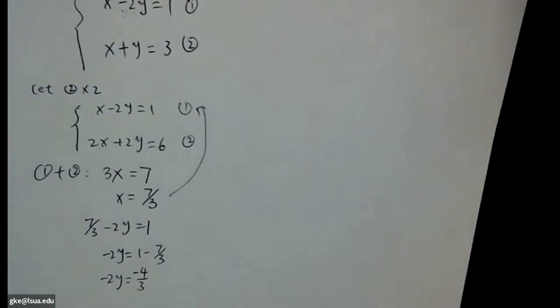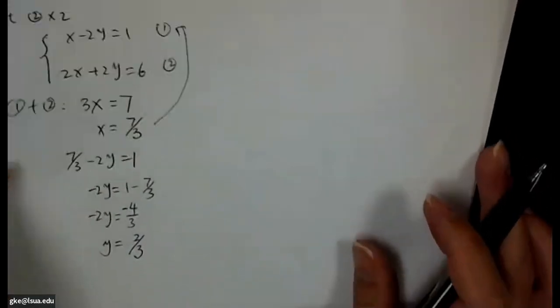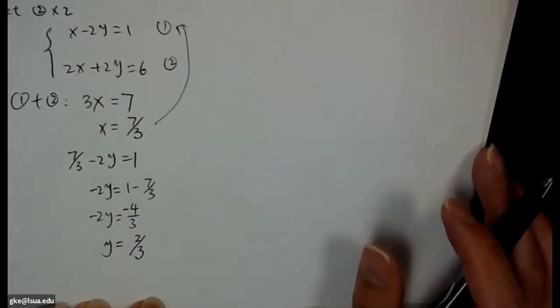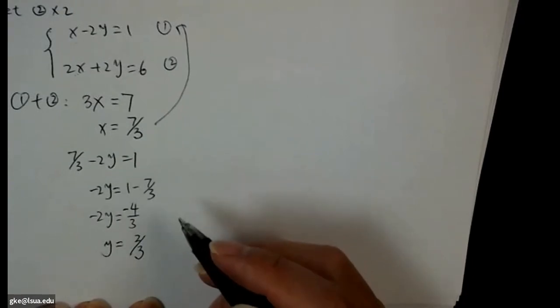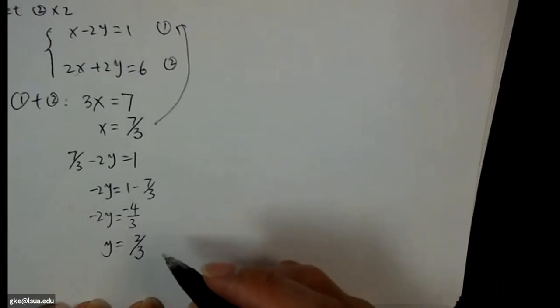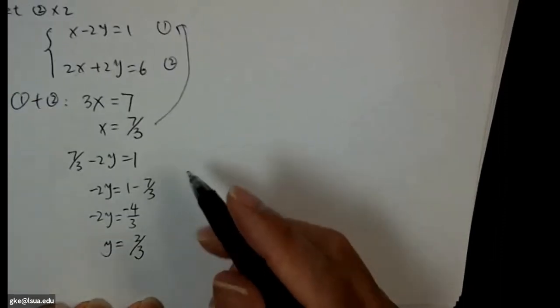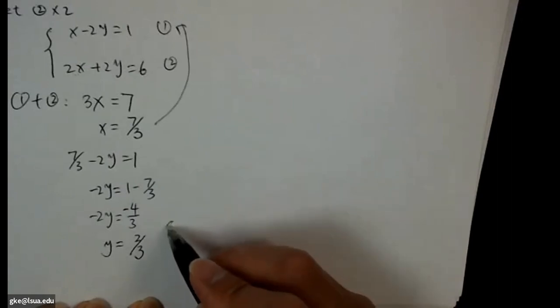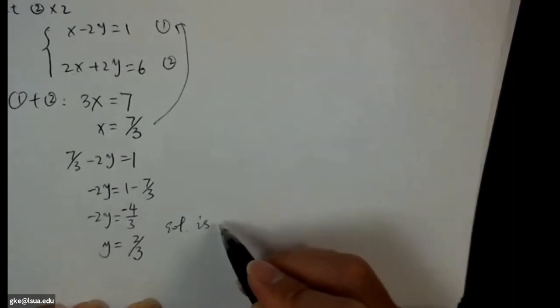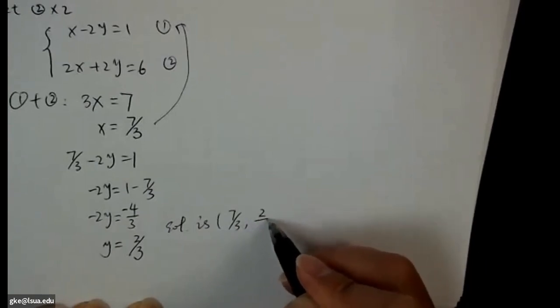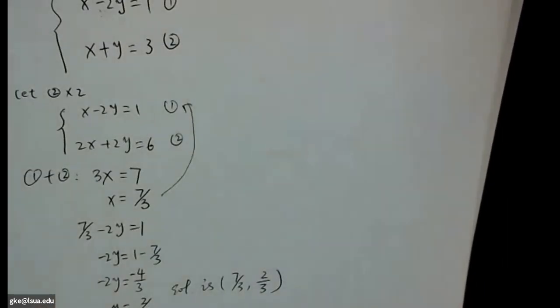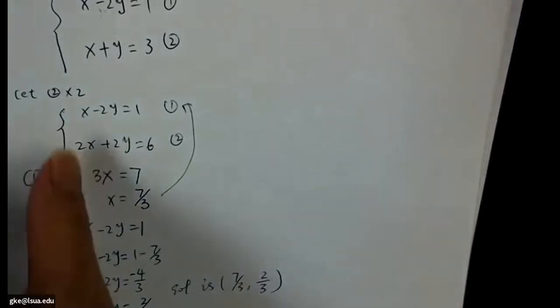And -2y equals -4/3, divided by -2, the negatives cancel out. y equals 2/3. And so the solution set is (7/3, 2/3). That's it.